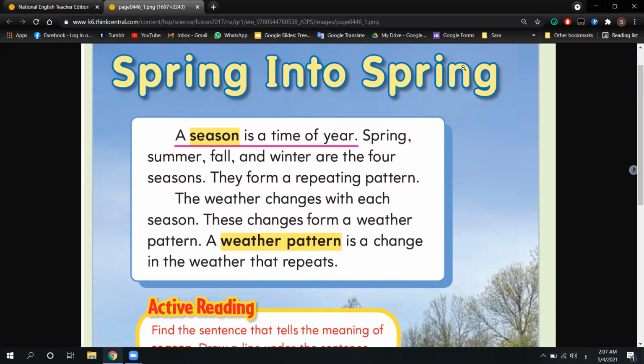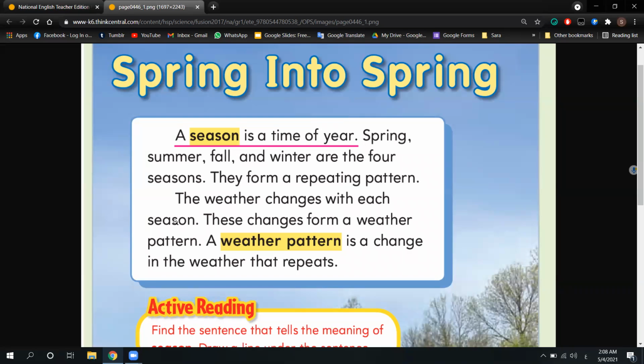Spring, summer, fall, and winter are the 4 seasons. They form a repeating pattern. Repeating pattern means they happen every year. We have winter every year, and we have fall every year, and we have summer and spring also, year after year after year, and so on. So that's what we call a repeating pattern, okay? So the weather changes with each season.